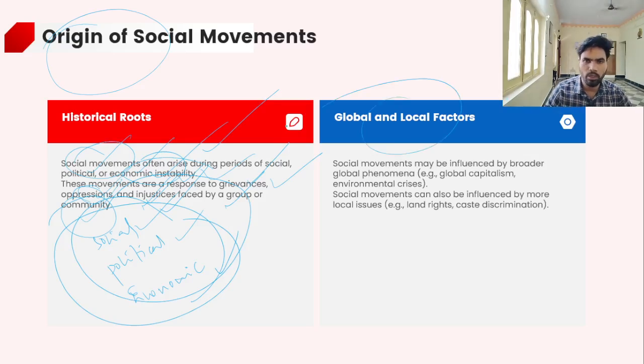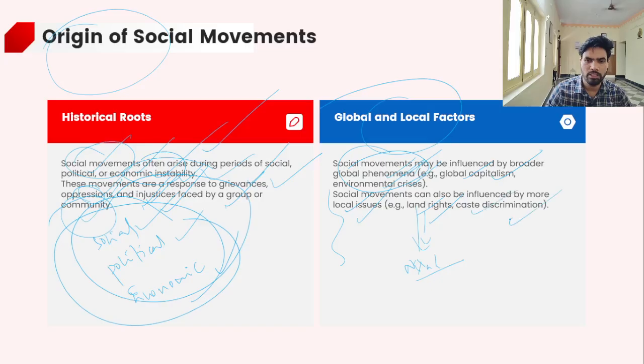And there are global and local factors also. Social movements may be influenced by broader global phenomena, for example global capitalism, environmental crisis like climate change, loss of biodiversity, etc. The reasons can be global, or they can be local, as social movements can also be influenced by more local issues. For example, land rights. An example is the national movement in our country, the best example for land rights.